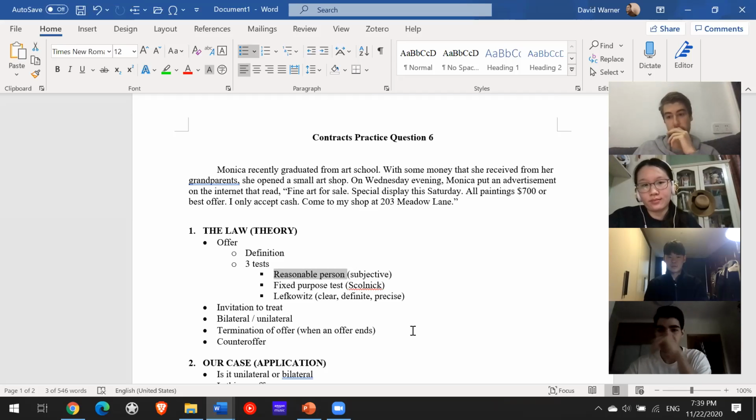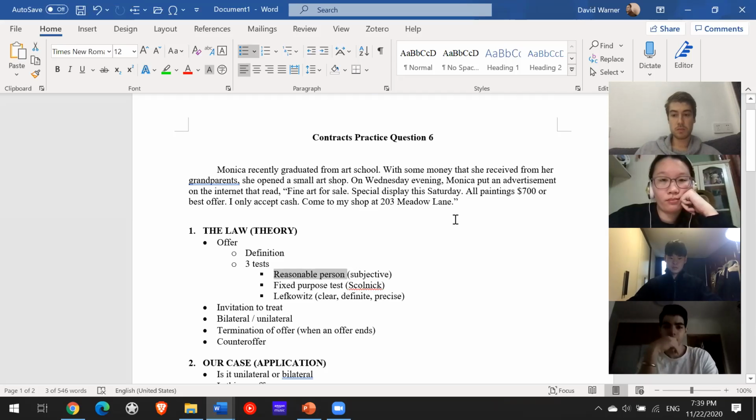Okay, so it's got to be that level of explanation. You can't just say, I think that it is. You have to add the because. So a reasonable person would think this is an offer because if they brought $700 in cash to the shop on Saturday, they would believe they could buy a painting. The only thing that would confuse me on here is this "or best offer" thing. That would be, to me, a little confusing for the first test.